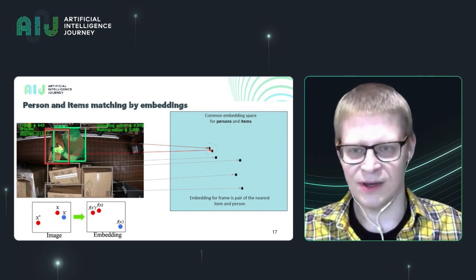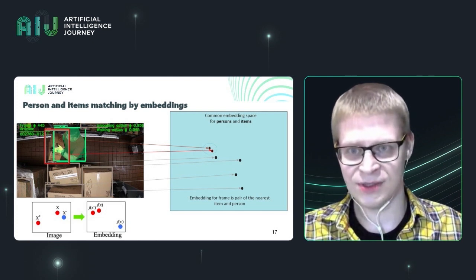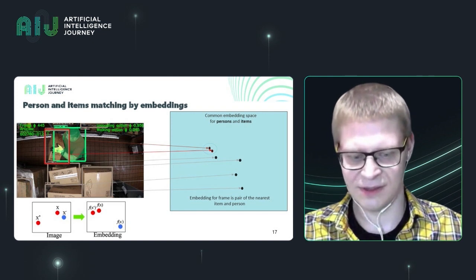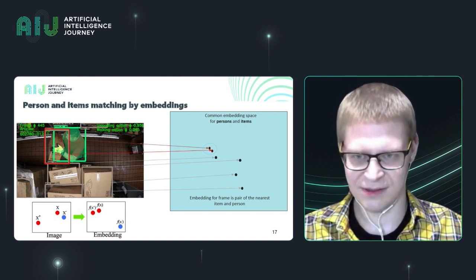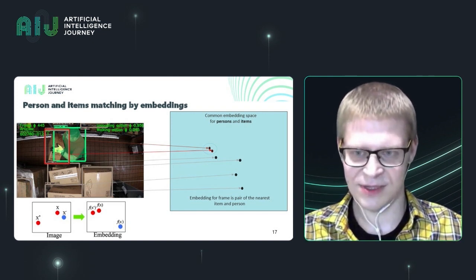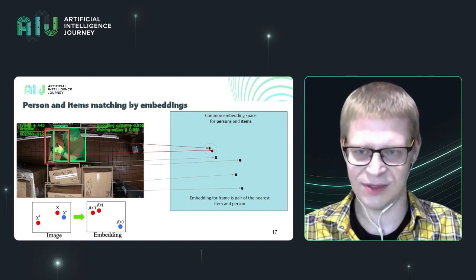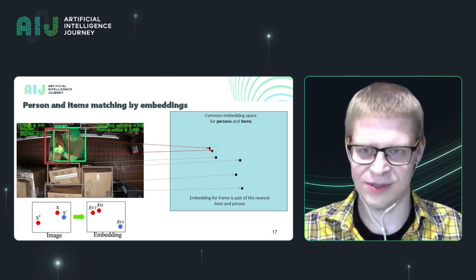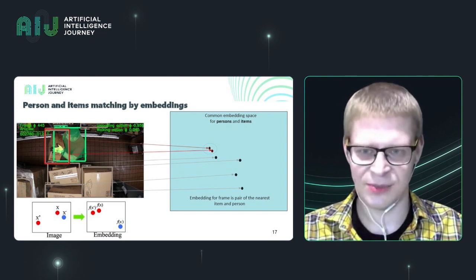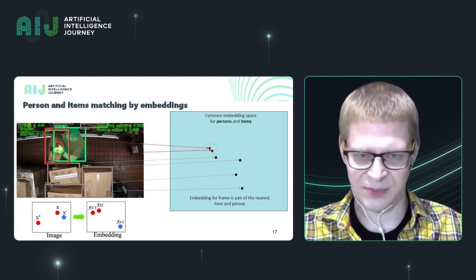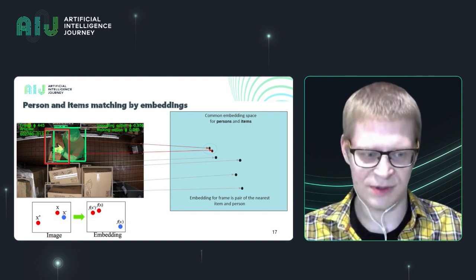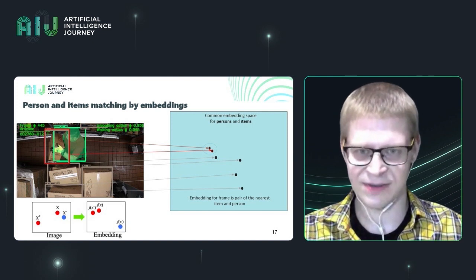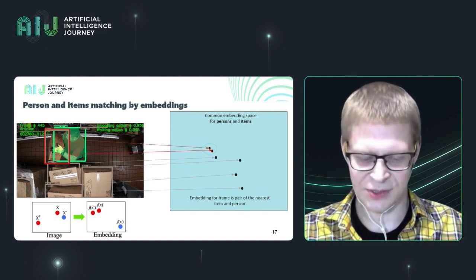So, imagine that the person is interacting with the box. We can move into the embedding space. So we're moving into a different size of data. Say we have coordinates X and Y. We know where the box is, we know where the person is. But we can move into a space of a different size.